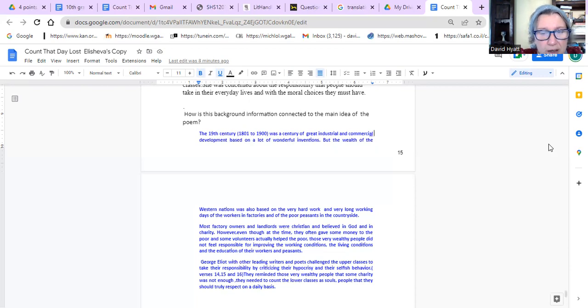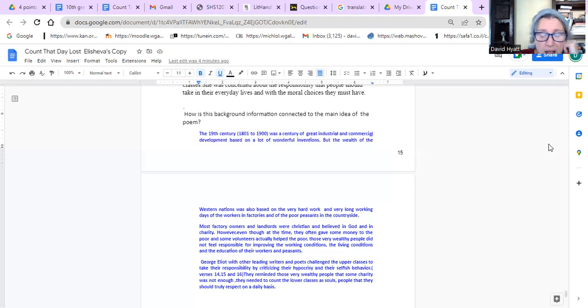However, even though at the time they often gave some money to the poor and some volunteers actually helped the poor, those very wealthy people did not feel responsible for improving the working conditions, the living conditions, and the education of their workers and peasants.